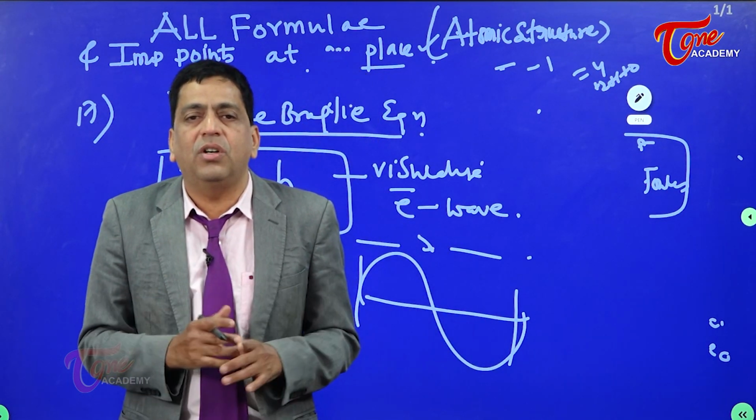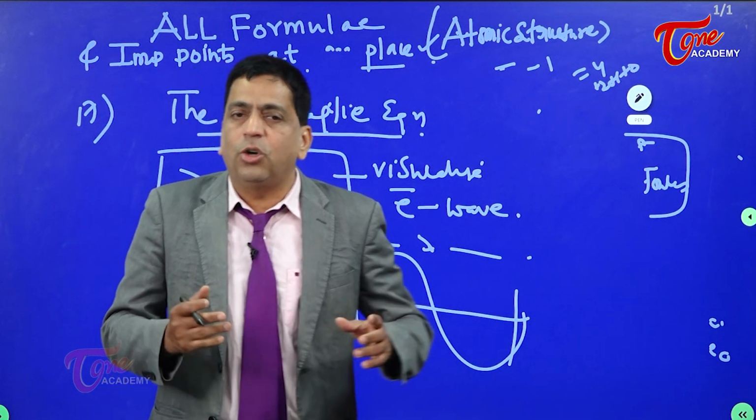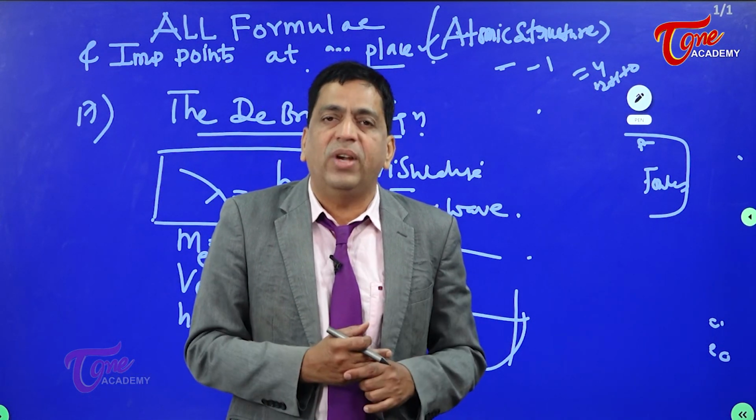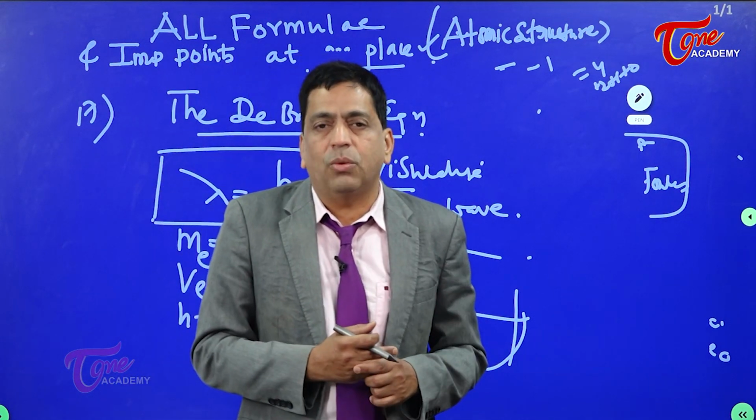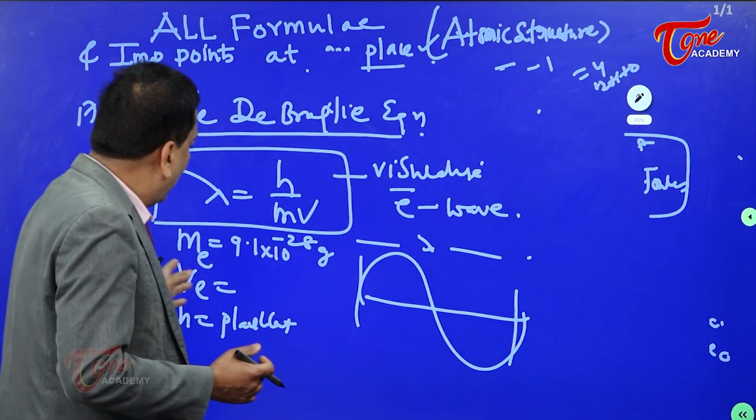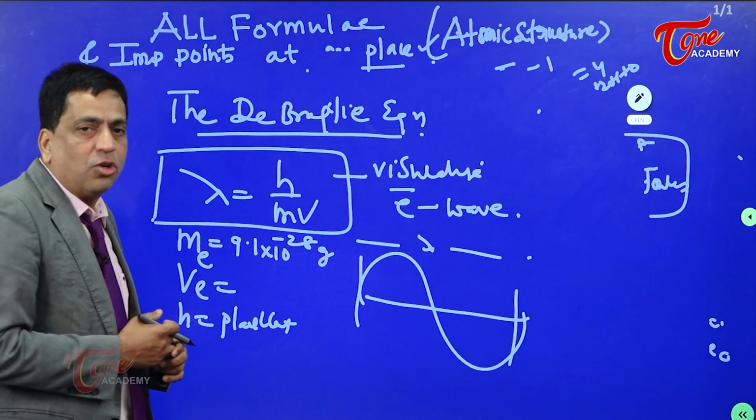It looks strange because wavelength is only told for waves. So you can question me, is the electron a wave? And of course, yes, it is a wave. And the wavelength is given by h by mv. You must understand this, right?